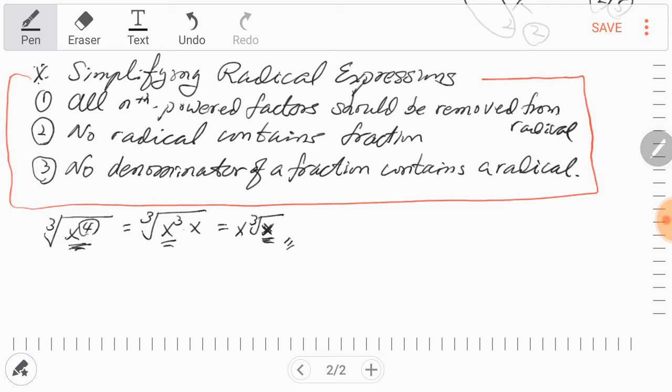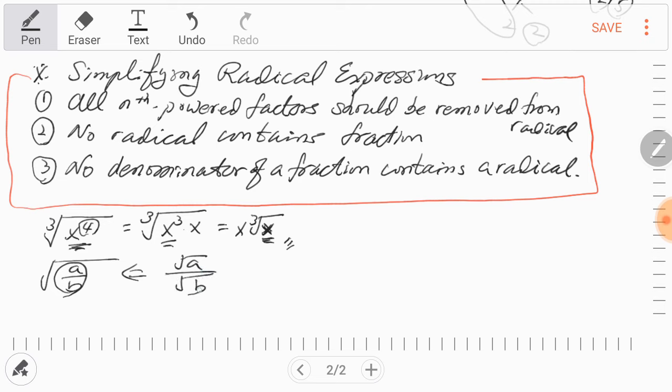No radical contains a fraction. So that means here is a square root, and if the radicand is a fraction, something like this, a over b, then this is not simplified yet. Not simplified in this case, because the radicand is a fraction. Because if this is a fraction, then you can separate square root of a and square root of b.